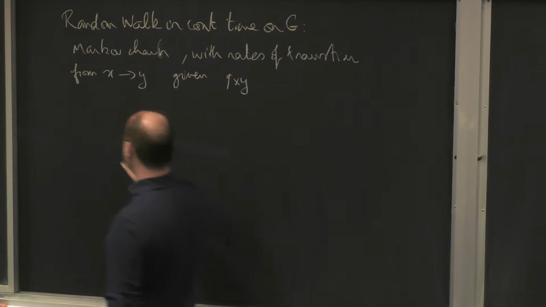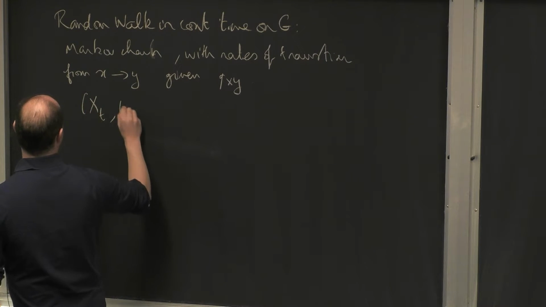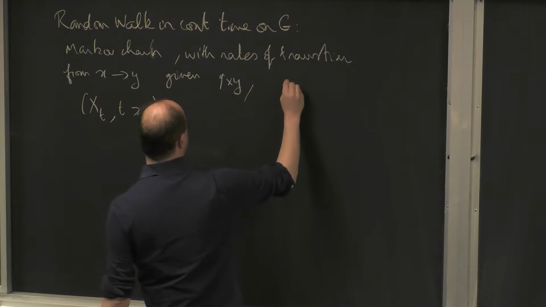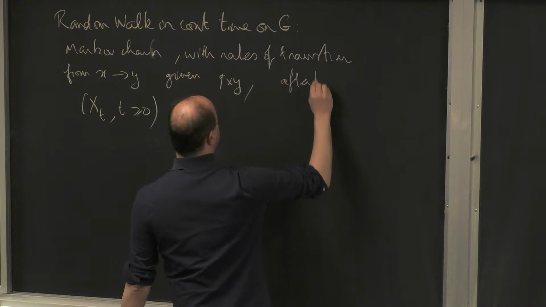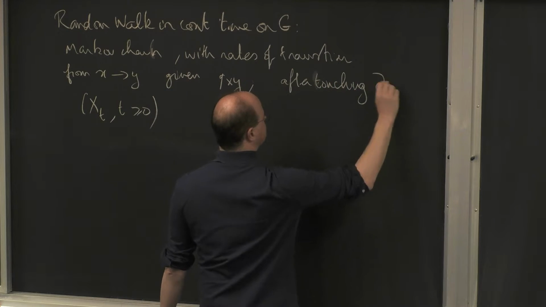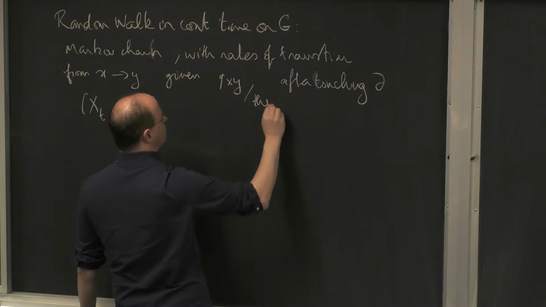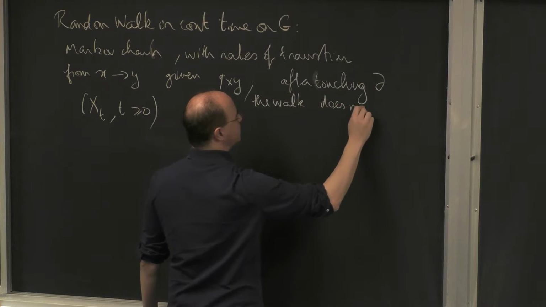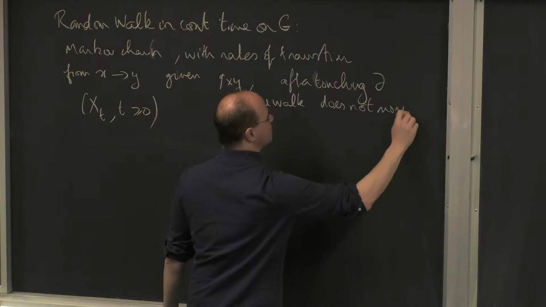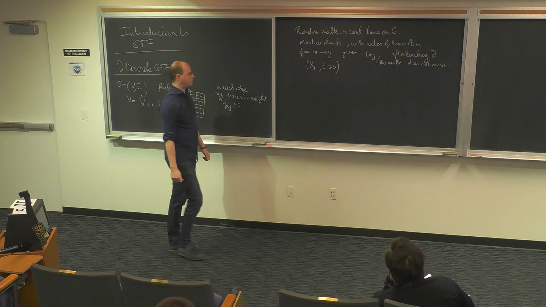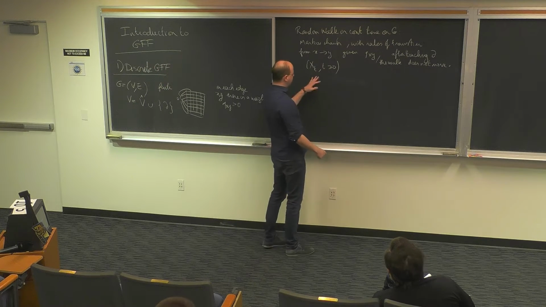I'm going to call the walk X_t. Maybe I should say that after touching the boundary, the walk does not move anymore. So this boundary vertex ∂ is a trap for the random walk. Okay, so that's the random walk.